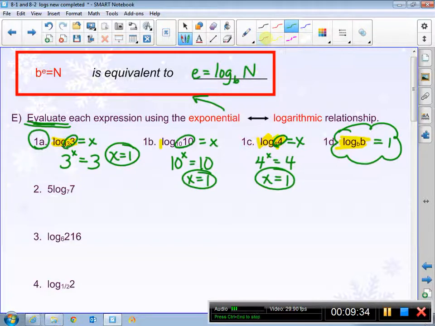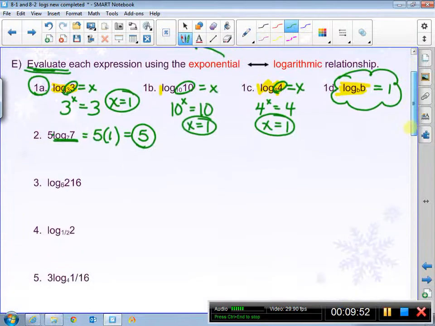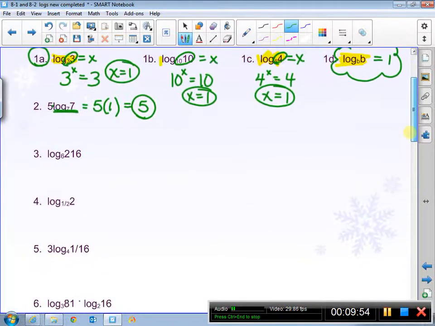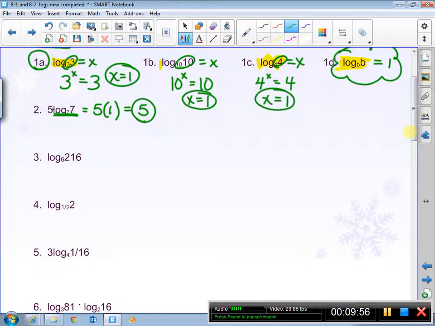Number 2, we have 5 times log base 7 of 7. Oh, they match. So we know if they match, that equals 1. So this is just 5 times 1 equals 5. So we're evaluating, finding a value.